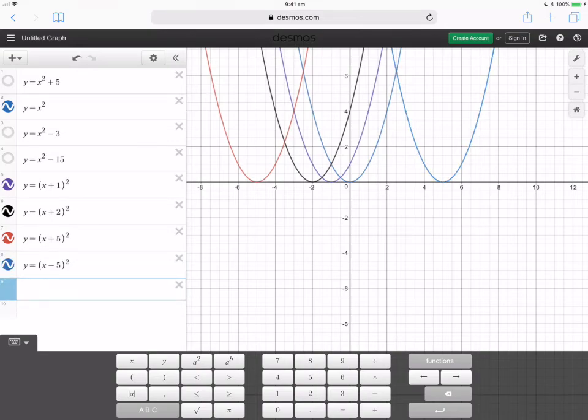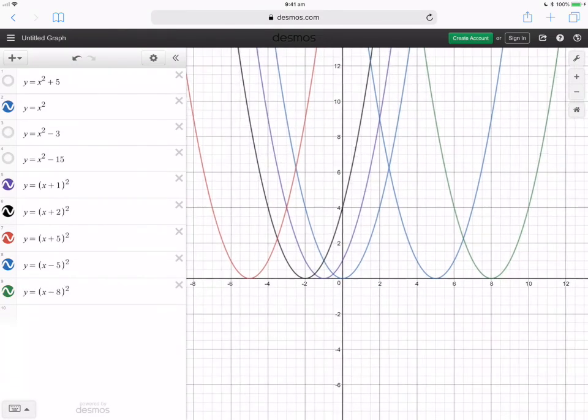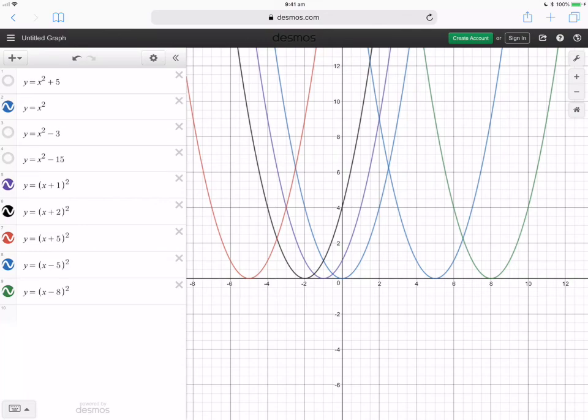We'll try another one. Y equals x minus 8 squared. And you can see, once again, it's the same shape as all the others, except this time it's moved to the right by 8 units. And so what we can conclude from that is that if we put the number in the bracket and we're adding it, it'll move to the left, and if we're minusing it, it'll move to the right. Okay, so that's basic transformation of parabolas.